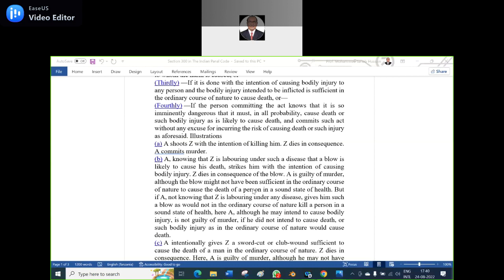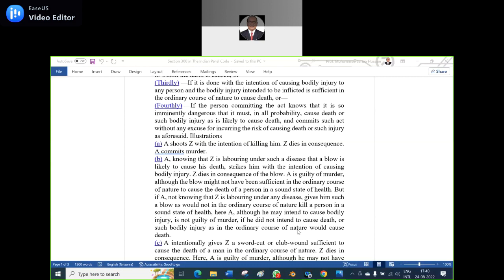But if it is a blow that would not in the ordinary course of nature kill a person in a sound state of health, here A, although he may have intended to cause bodily injury, is not guilty of murder if he did not intend to cause death or such bodily injury as in the ordinary course of nature would cause death.